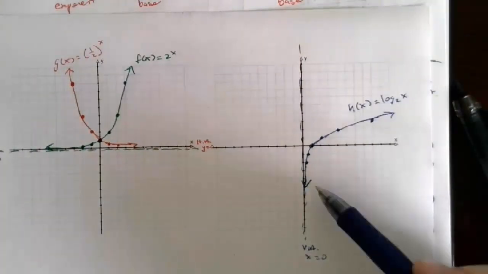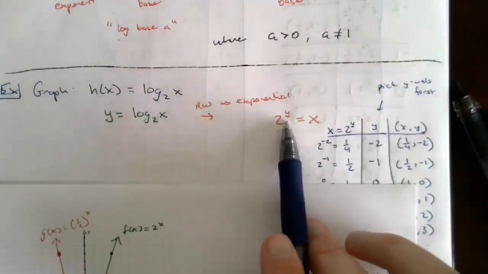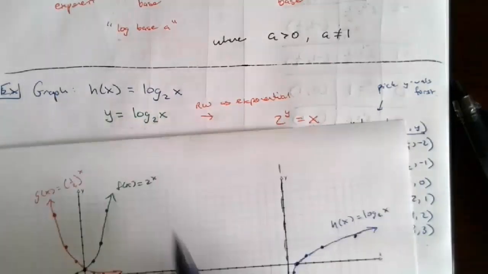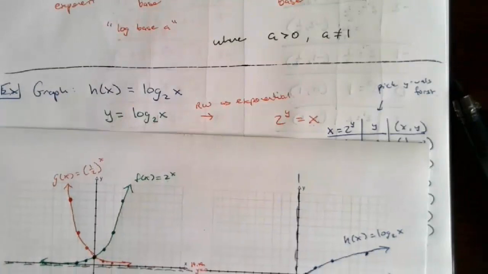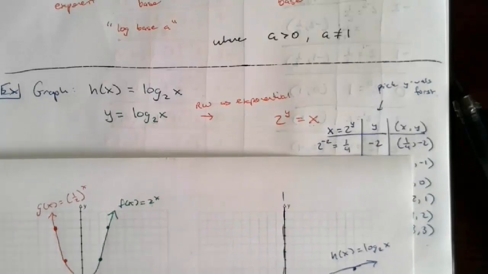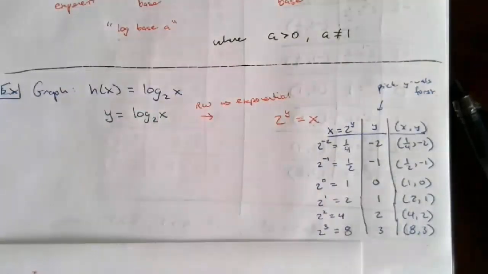So when you have that, right, so logs and exponentials are inverses of one another, and you can kind of see it here, right? If I was to switch x and y, that would give me y equals 2 to the x, which is what we would have graphed here. So they're inverse functions of each other, and that's important to know. But the way you graph the log function is really picking the y values first and then finding the corresponding x values, but you have to rewrite it as an exponential to do that.